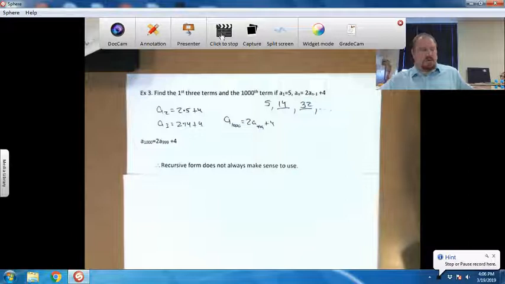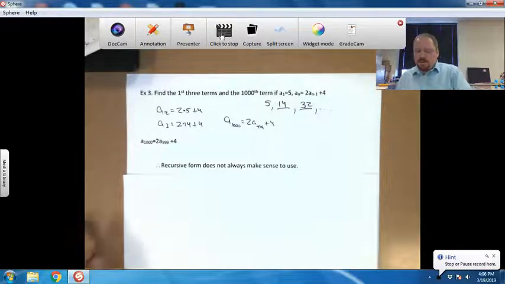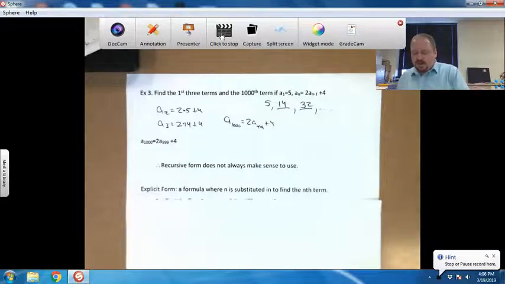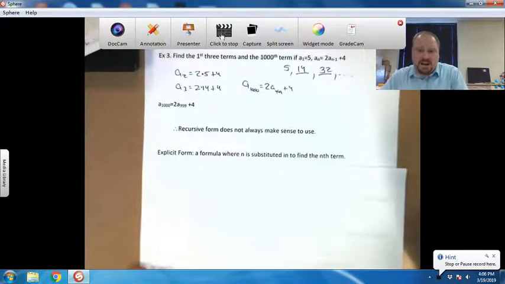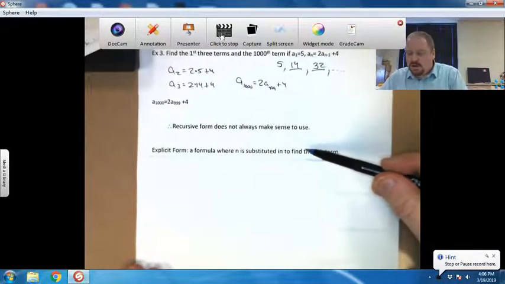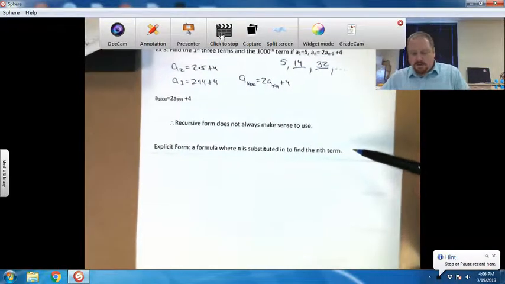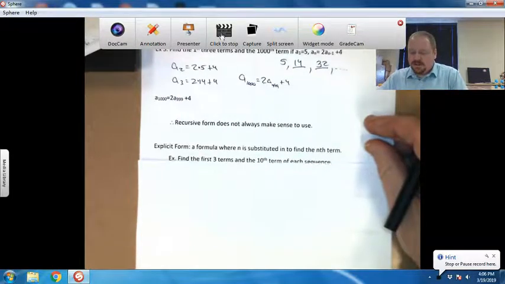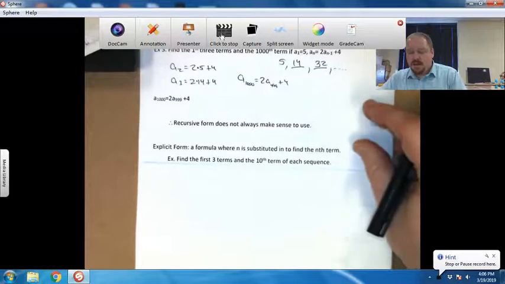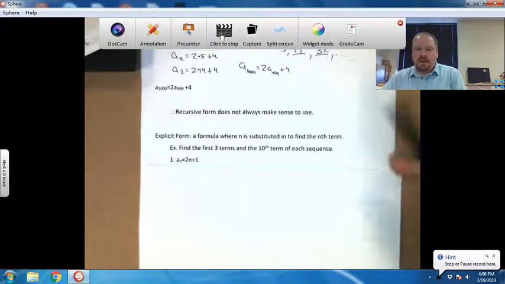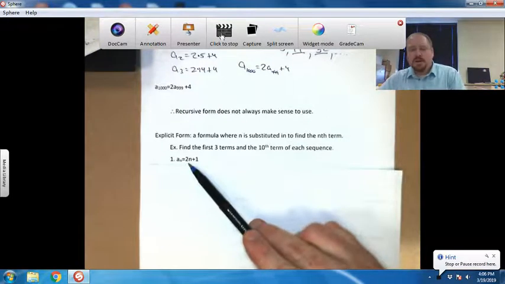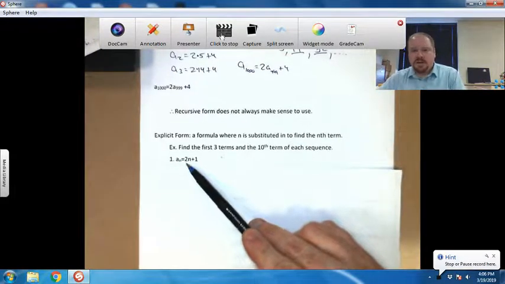All right, so what we're going to do is we're going to learn about something called explicit form. That's a form that works just like a formula, where n is substituted to find the nth term. So, for instance, if I want to find the first 3 terms and the 10th term of each of these sequences here, all I'd have to do is put in 1, then 2, then 3, and then ultimately 10.